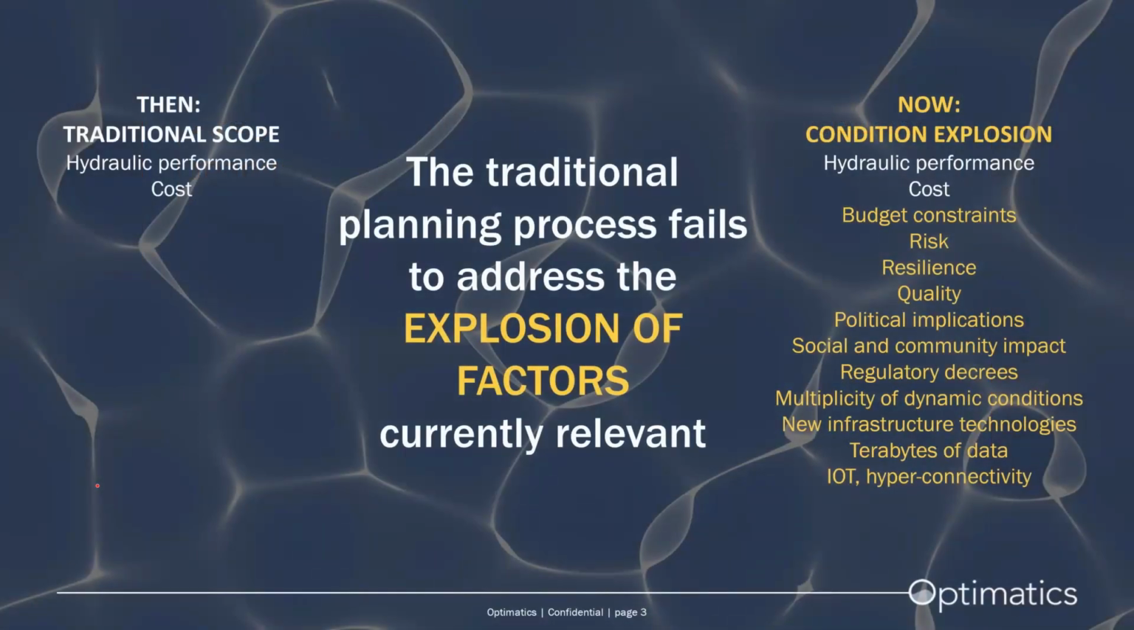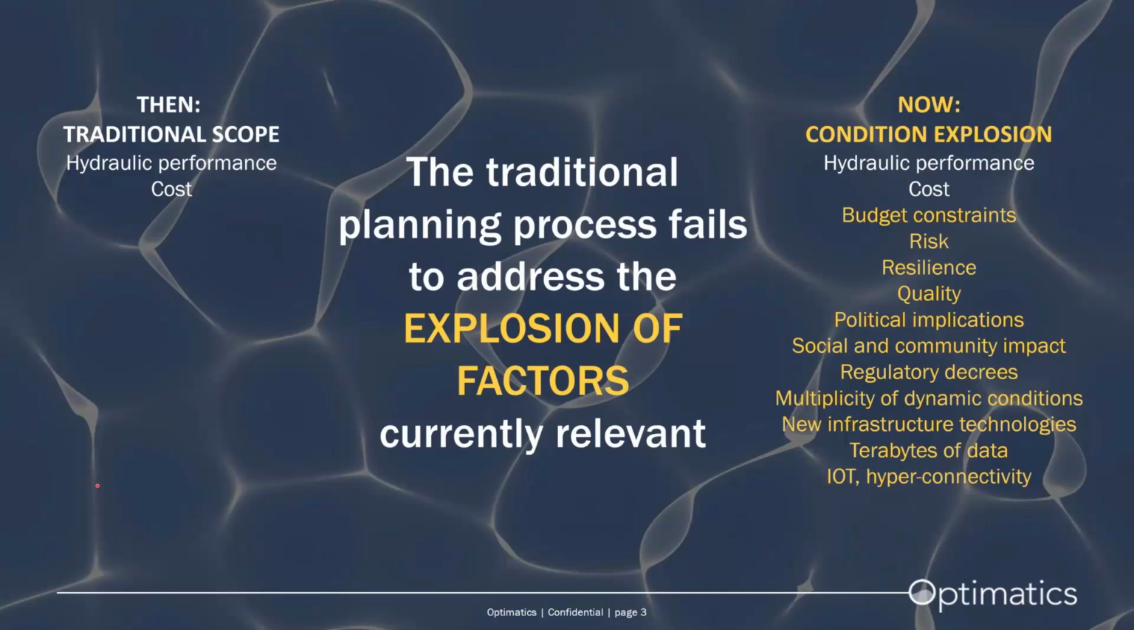So if we take that a step further and we just consider for a moment the context in which we're making these decisions with our models. We talk about the traditional planning scope, and by that we mean using your ICM model as an engineer with your best engineering judgment to come up with solutions to problems you face in your network. The traditional scope really focuses on hydraulic performance and cost.